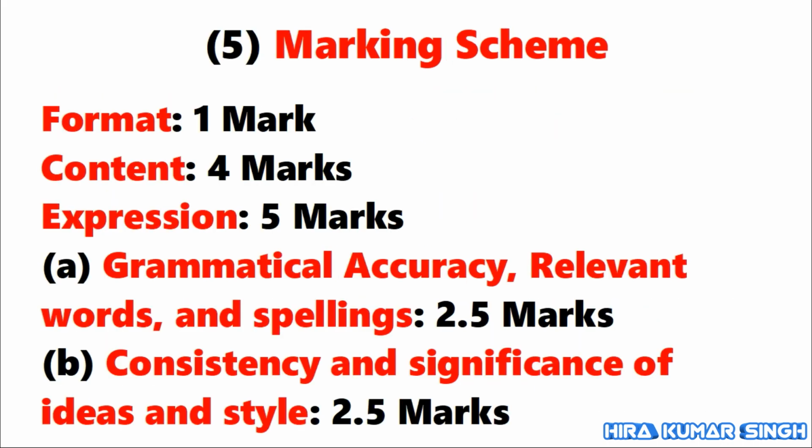Now, the marking scheme. This question carries 10 marks. Format 1 mark, content 4 marks. Content means subject matter, what you write about the topic. In the analytical paragraph you should have enough points. Expression 5 marks. Expression has been divided into 2 parts: grammatical accuracy and fluency or consistency. Grammatical accuracy means grammatical mistakes should not be too many, and fluency means your ideas should be well organized. So in this way it is 10 marks.